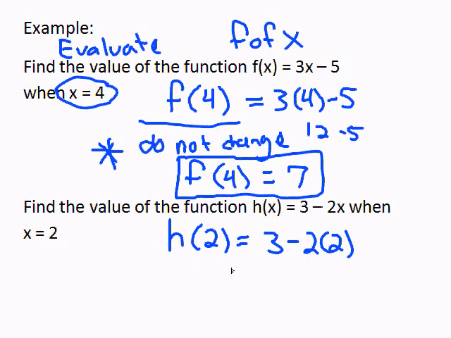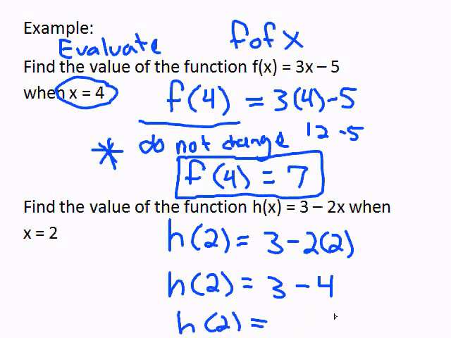Remember, we do nothing to the h of 2. We just write it as h of 2 equals 3 minus 2 times 2 is 4. So h of 2 equals 3 minus 4, which is negative 1. This notation right here means that the value of the function h when x is 2 is equal to 1. Sorry, negative 1.